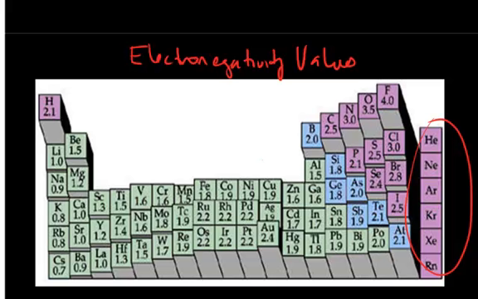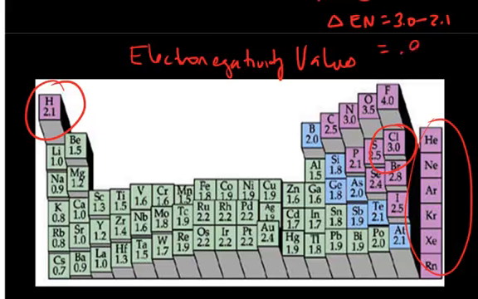And the degree of polarity has to do with the difference in the electronegativity values between the two atoms found in the particular compound. For example, hydrogen chloride. The electronegativity value for chlorine is 3.0. Electronegativity value for hydrogen is 2.1. So for hydrogen chloride, the difference in the electronegativity values would be 3.0 minus 2.1 equals 0.9.